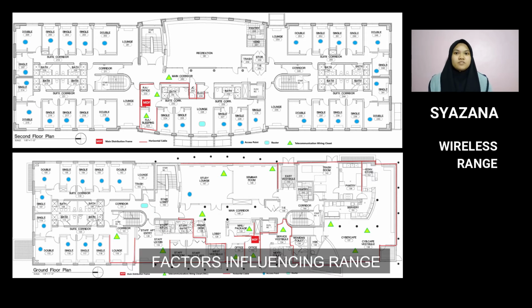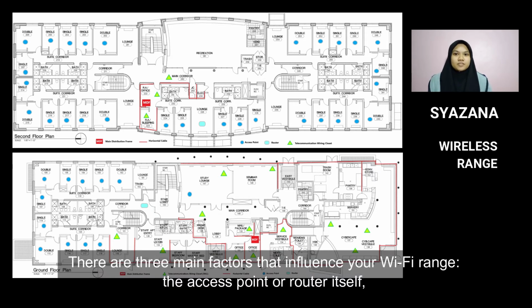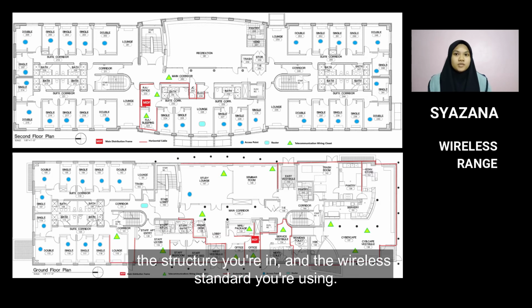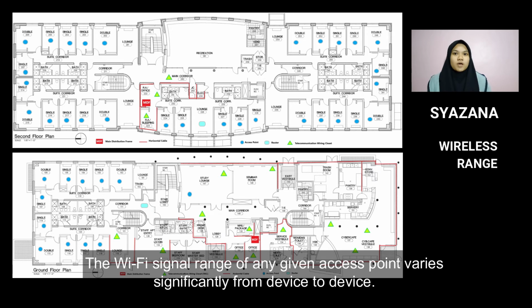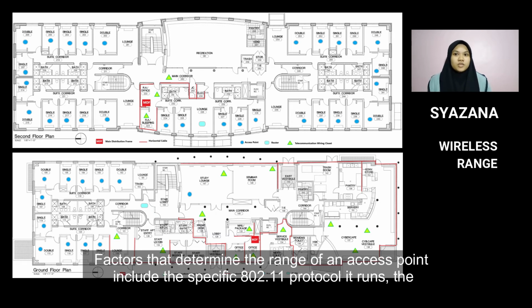Factors influencing range. There are three main factors that influence your Wi-Fi range: the access point or the router itself, the structure you are in, and the wireless standard you are using. Okay, the first is the access point or router. The Wi-Fi signal range of any given access point varies significantly from device to device.